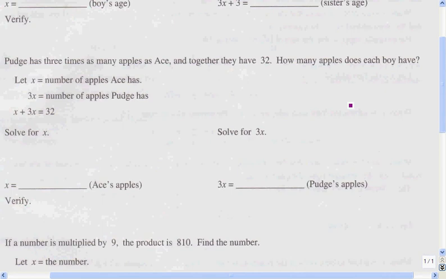Okay, let's ignore what they've already done here and let's figure out on our own how to solve this problem. Really, there's not too much to word problems. They're very simple. All you've got to do is write with numbers what they're saying with words. And so here they're telling us that Pudge has 3 times as many apples as AC.